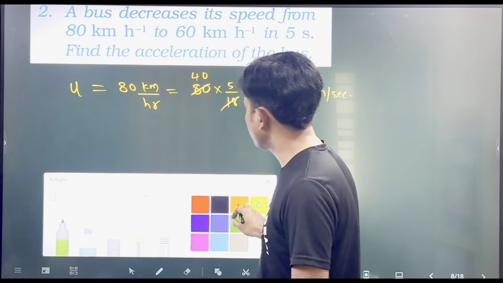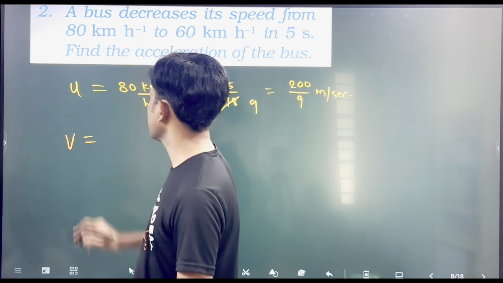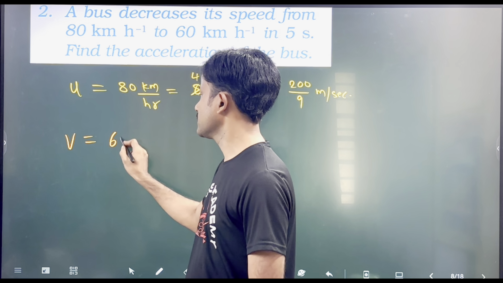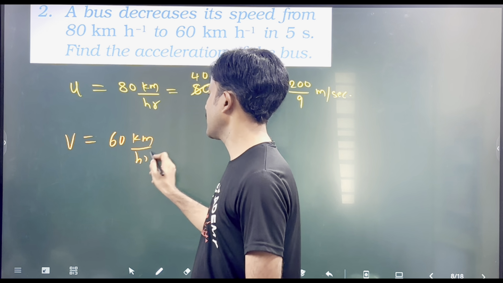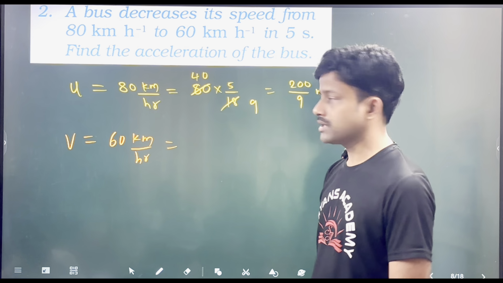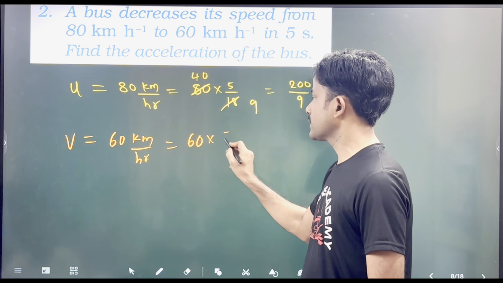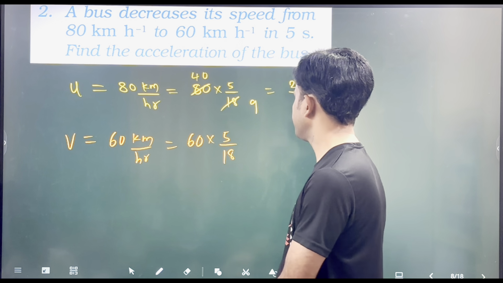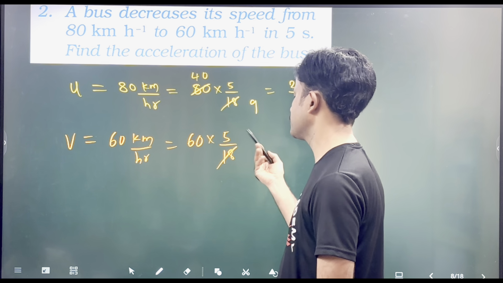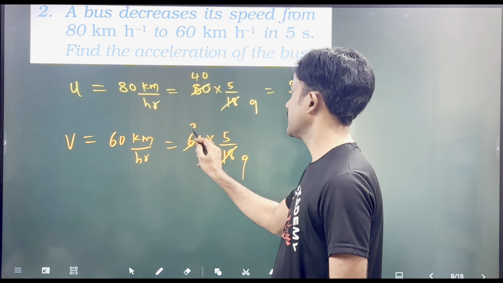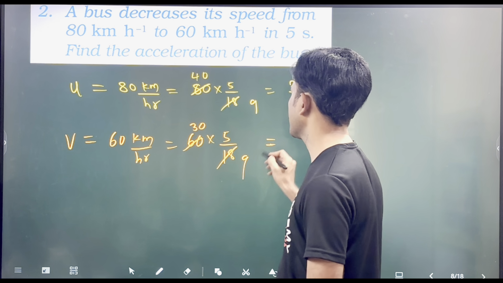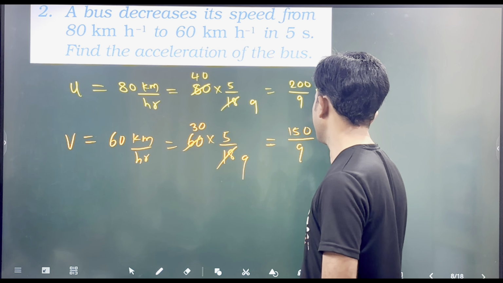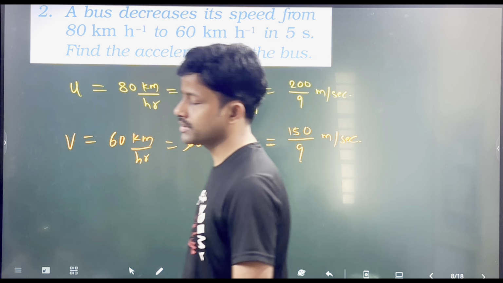And the final velocity, how do you find this? The bus decreases its speed from 80 to 60, means 60 kilometers per hour. So again you have to convert this into meters per second, right? So you have to multiply with 5 by 18. Use the 2 table: 2 9s are 18, 2 30s are 60. Okay, keep the denominator the same, for calculation it is easy. So 150 by 9 meters per second.